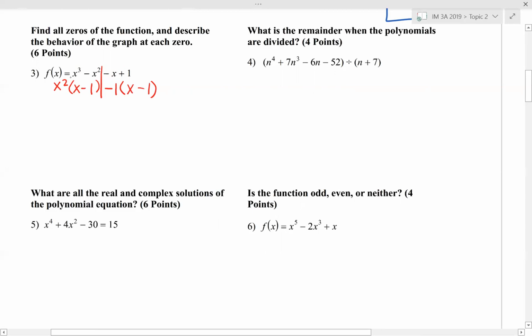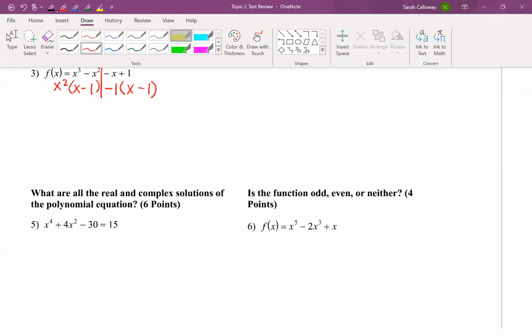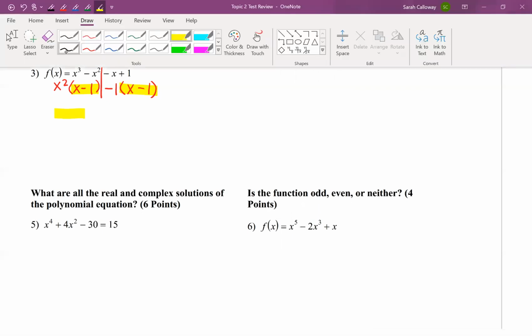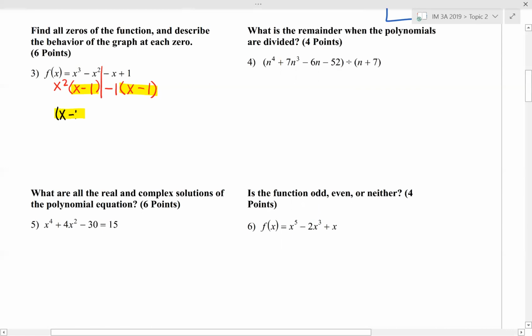So our groups with the GCF factored out is x squared times x minus 1, and then negative 1 times x minus 1. Remember that the key to grouping is that they have this common factor now. If I can't get the same factor for both, that means that I can't use grouping. That doesn't mean that I have 2 separate factors. That means that grouping is not an appropriate way to solve the problem. So that gives me x minus 1 times x squared minus 1.